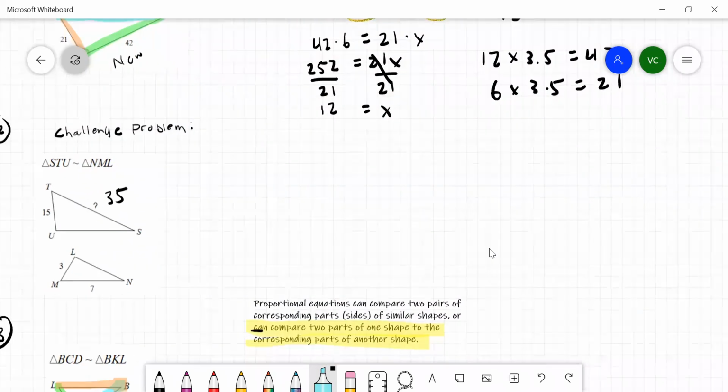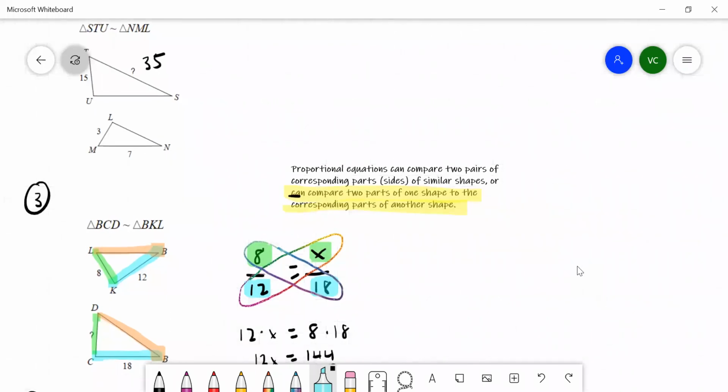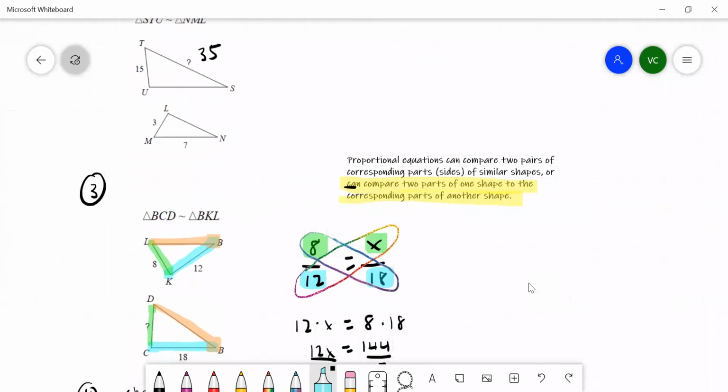So either way works as long as you're matching them correctly.